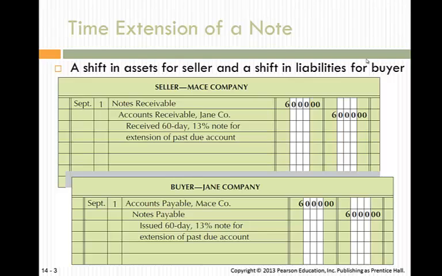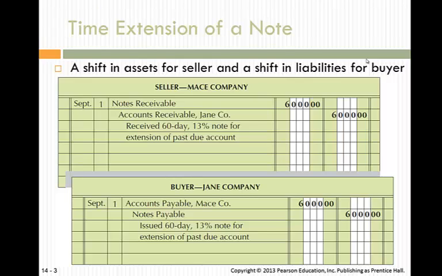On September 1st, the end of the credit period, Jane Company gave a $6,000 60-day 13% note to Mace Company to gain additional time to settle the past due account. This means Jane Company, the buyer, issued a promissory note to Mace Company that would pay the bill in 60 days. Mace Company is receiving the note, which replaces the account receivable.